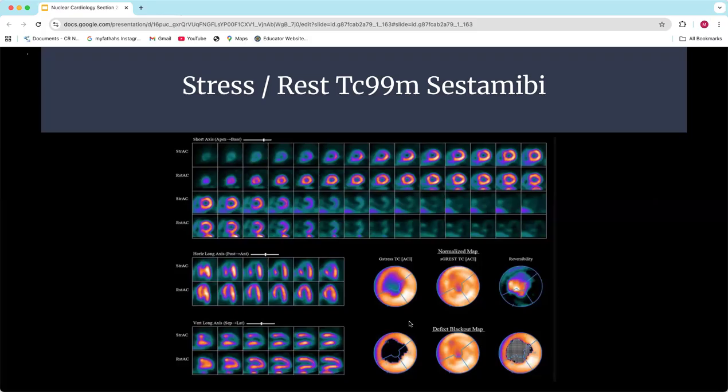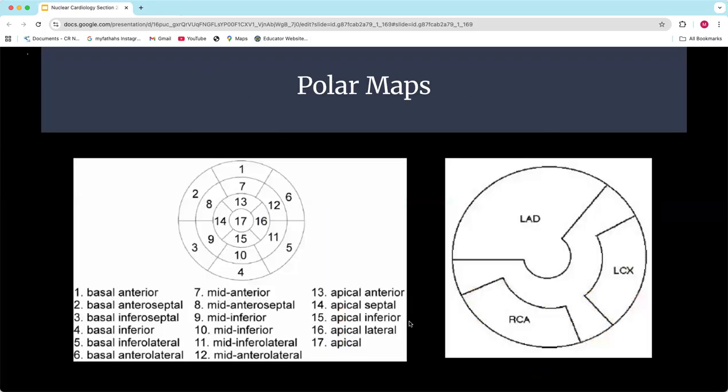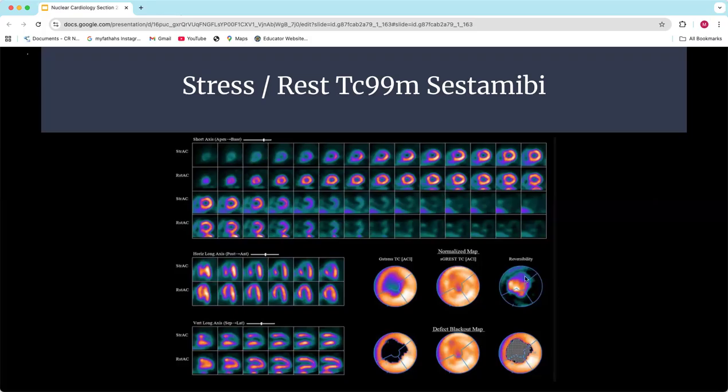Remember, if you go back to this picture, we'll give you a quick look at that. Now we go back here. So these polar maps are not separated into segmentation. They're separated by coronary artery. So if we look at these pictures and we look at the polar map, what coronary artery is likely involved in this defect? What do you guys think? LAD. LAD, exactly.